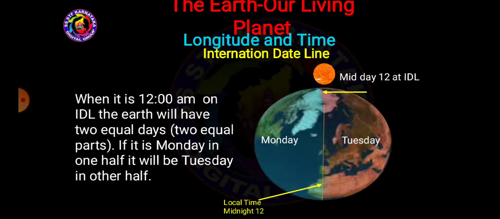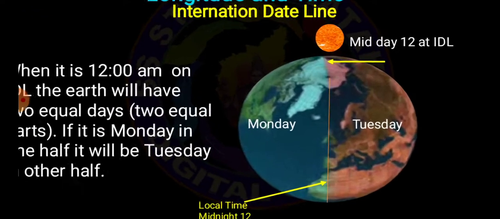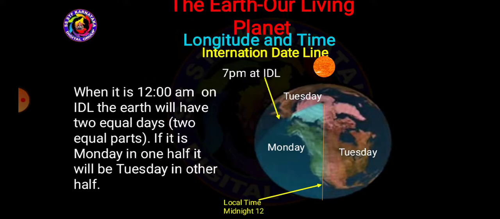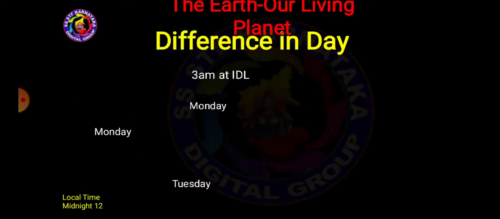When it is 12 a.m. on IDL, the earth will have two equal days. That is two equal parts, you can see in the image. If it is Monday in one half, it will be Tuesday in the other half. When it is 12 a.m. on IDL, the earth will have 2 equal days, as I told you. The differences in day, you can observe in the image.